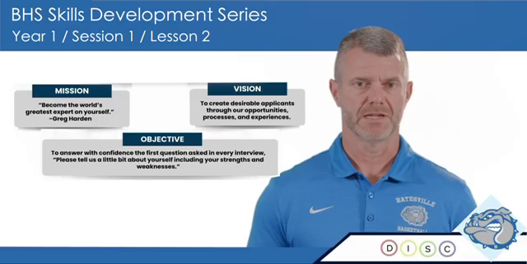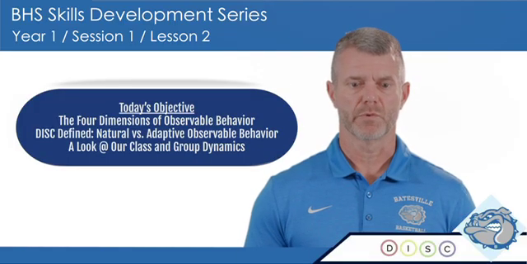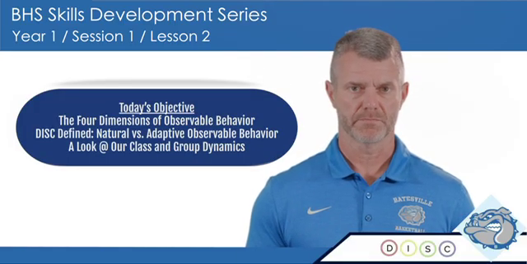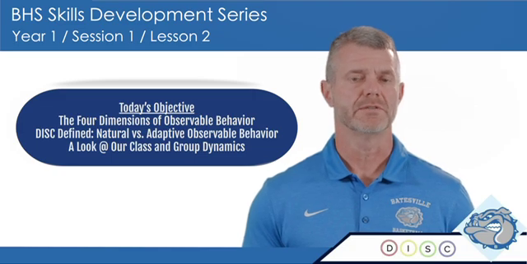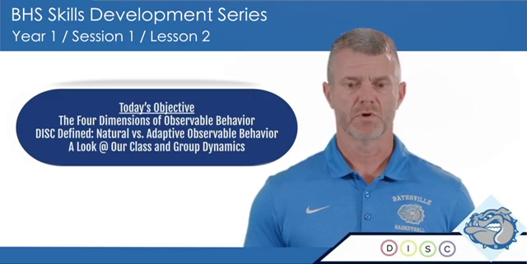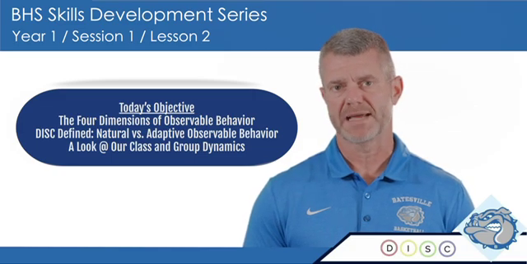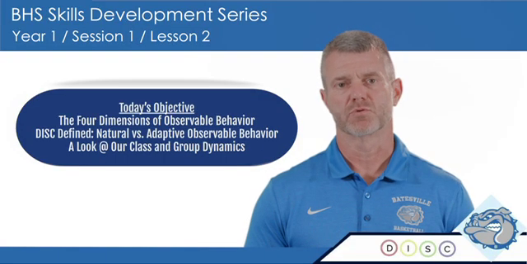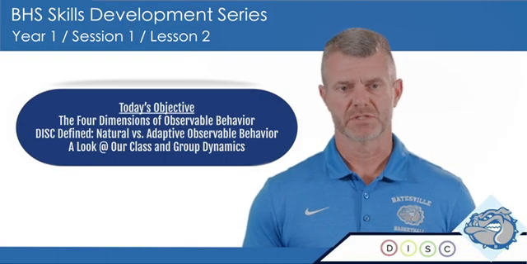Let's dive into today's journey. Today's objective is very simple. We want to look at the four dimensions of observable behavior. Those are the questions that are associated with the D, the I, the S, and the C. Once we define that, we're going to look at the natural versus adapted style, and we'll take a look at our class and group dynamics as we begin this journey in skill development.